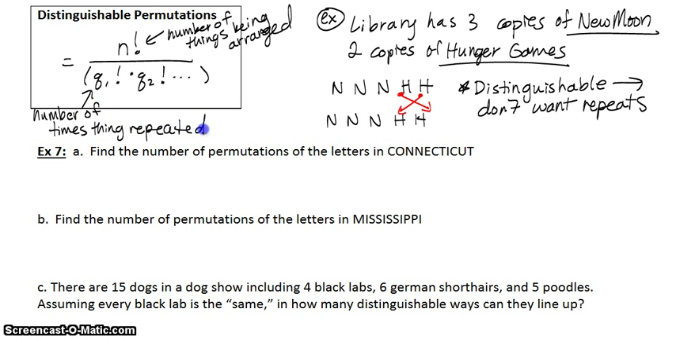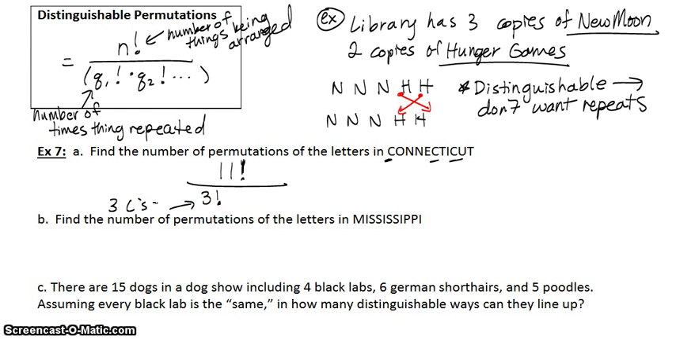Example 7a, find the number of permutations of the letters in the word Connecticut. Okay, so first of all, there is 1, 2, 3, 4, 5, 6, 7, 8, 9, 10, 11 letters, so n is 11. And then here's what I mean by this Q1, Q2, Q3 stuff. If I look at this word, there are 1, 2, 3 C's being repeated. So to divide off all of the extra rearrangements that are not distinguished from each other, I use a 3. So 3 represents the fact that there are 3 C's.